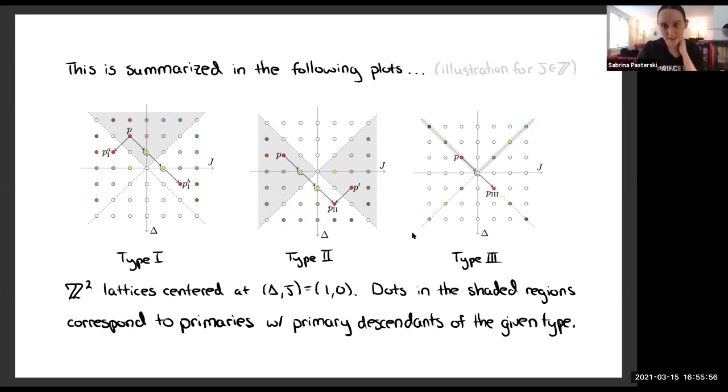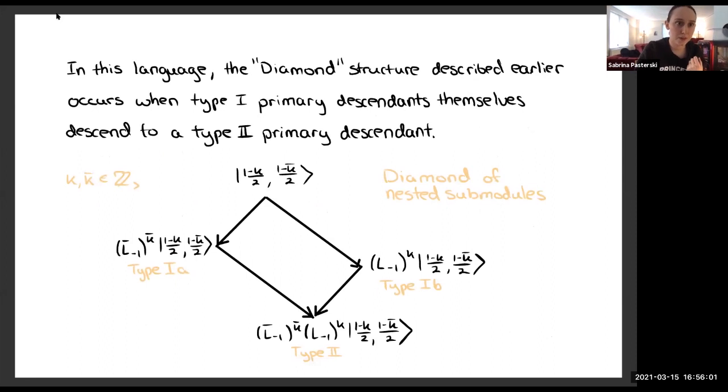Good, okay. So now what I want to talk about is this diamond structure. Because our spins are integer, for these special values of delta you often end up satisfying both the H and the H bar matching conditions you need to have a primary descendant. And so then you have this diamond structure up here.